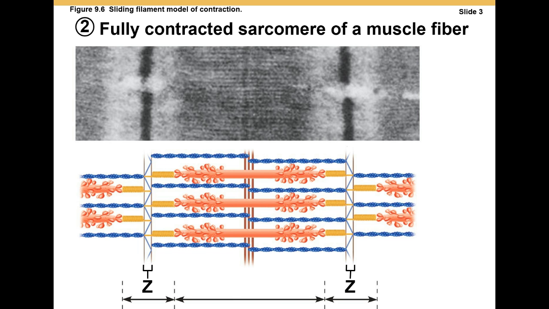The Z disc is closer to the M line. There's a maximal amount of overlap between the thin and the thick filament. The thin filaments are actually beginning to overlap with each other at the M line. So there's no area in the center where you only have thick filament. There's no H zone.